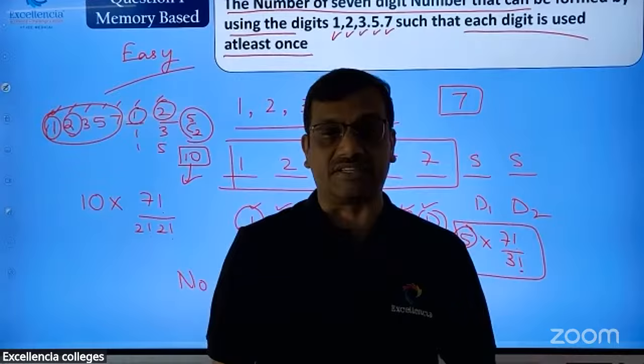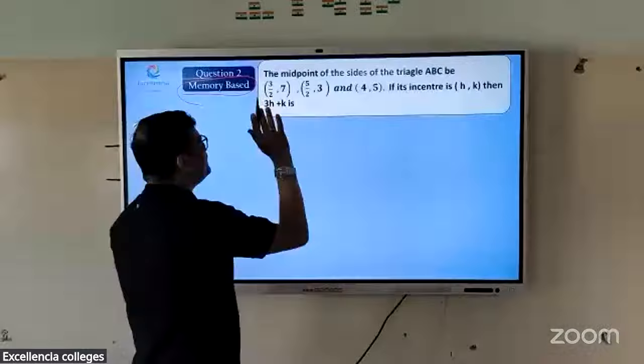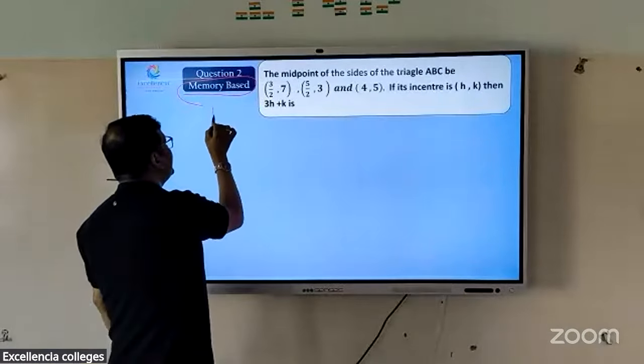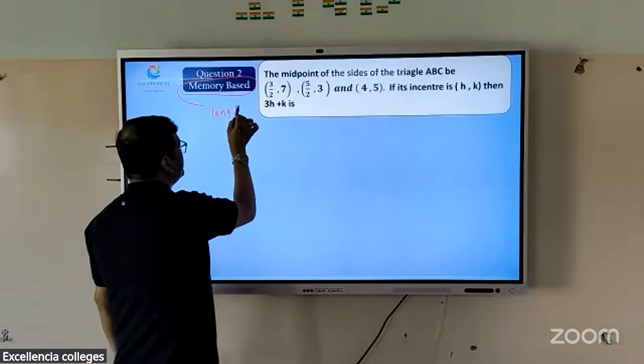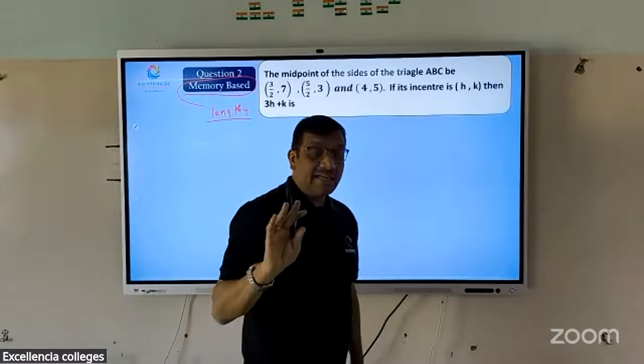Question number two. A simple but lengthy question. It is based on a typical question where the midpoints of the sides of a triangle are given. So ABC is a triangle.